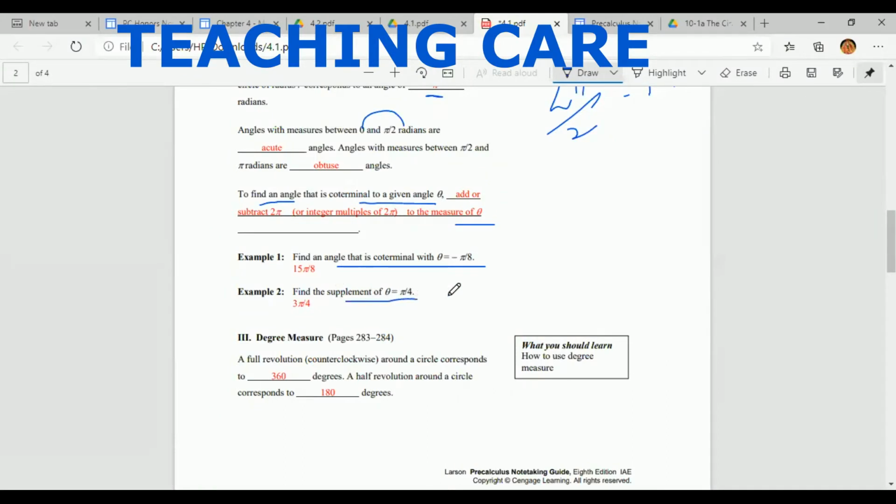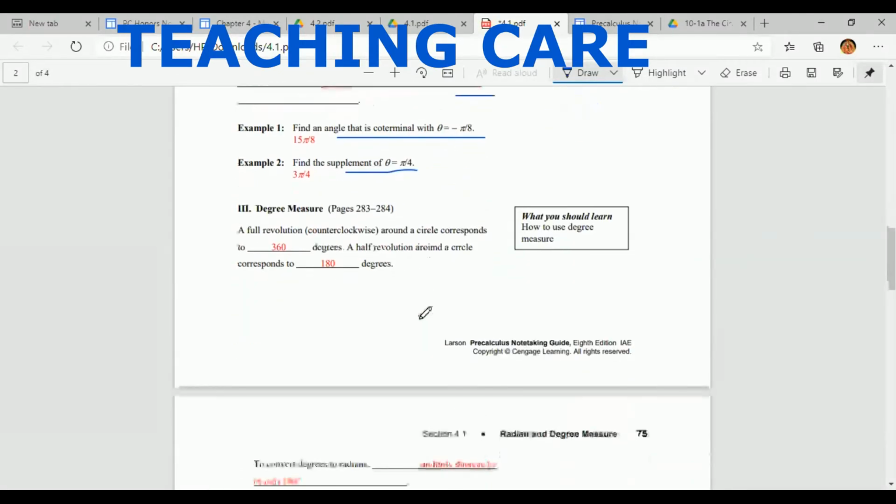Find the supplement of theta equals pi by 4. No, no, sorry, wait a second. It won't be 45. The angle itself will be 22.5, but the coterminal angle will be 15 pi over 8. And for pi over 4, the supplement will just be 3 pi over 4. The first one will be approximately 335 or something. This one is the supplement. Okay, correct.